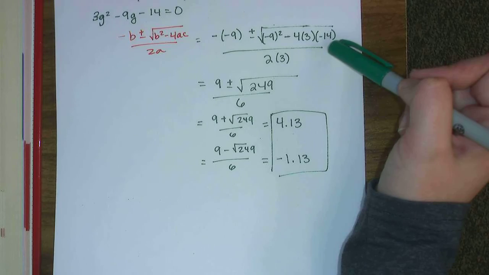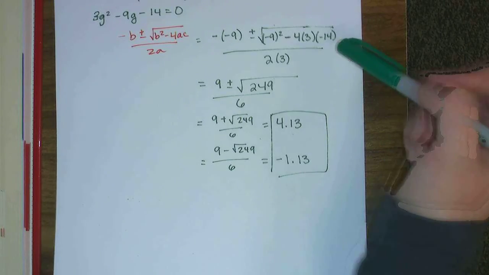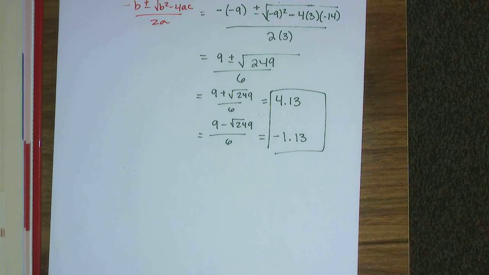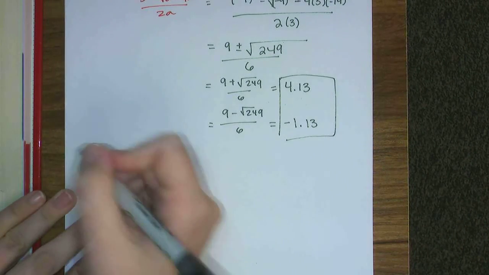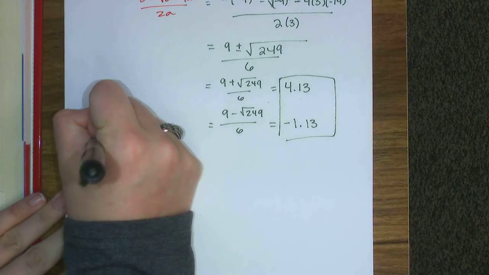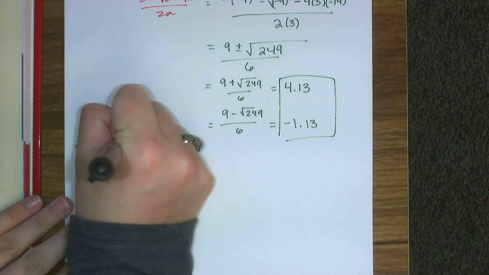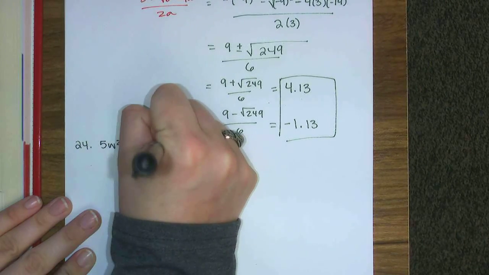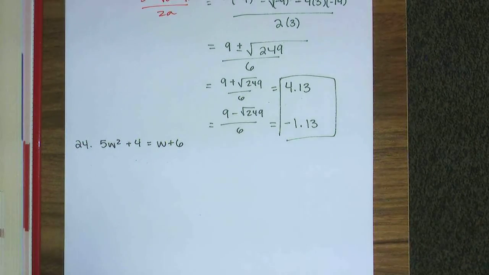Alright, last one. 24. 5w squared plus 4 is equal to w plus 6. Alright. Is everything on the same side, all equal to 0? No to both questions. So I'm going to move the w over and move the 6 over.